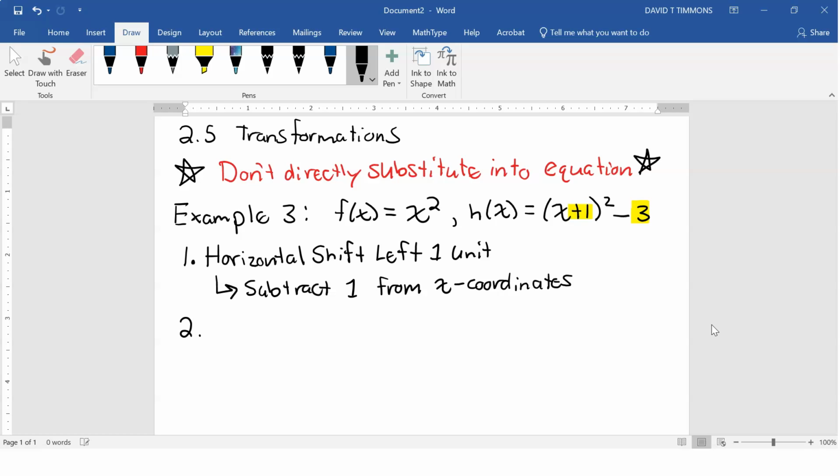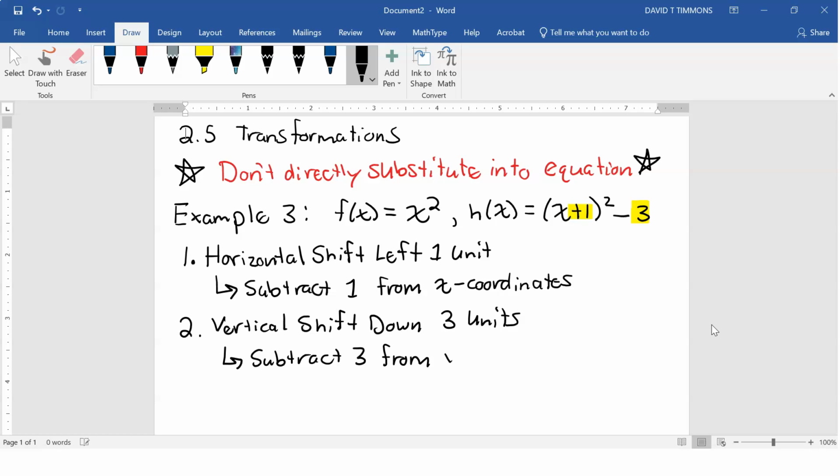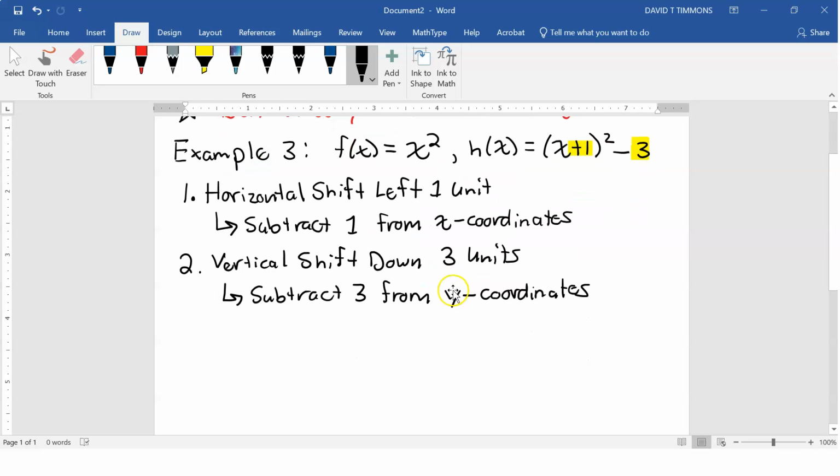Now then the second transformation is a vertical shift down 3 units. And so what's our manipulation there? There I'm going to subtract 3 from the y coordinates. So again, in these problems, this is really key. You really want to set up the problem with your transformations. What transformations do we have? What order do we do them in? What are we going to do algebraically with our table of coordinates to work through the problem?